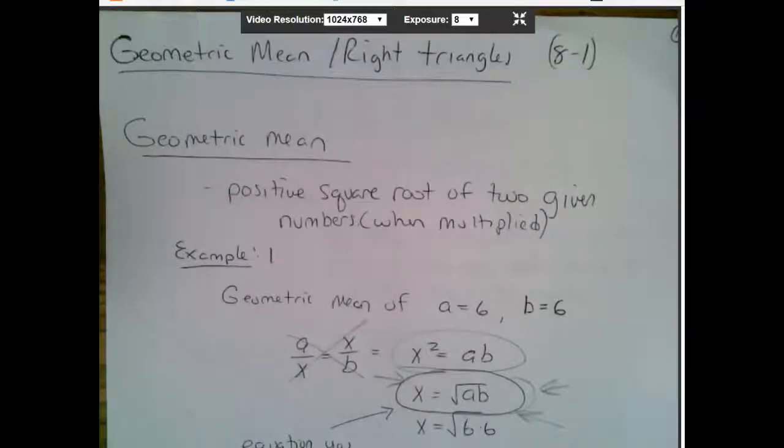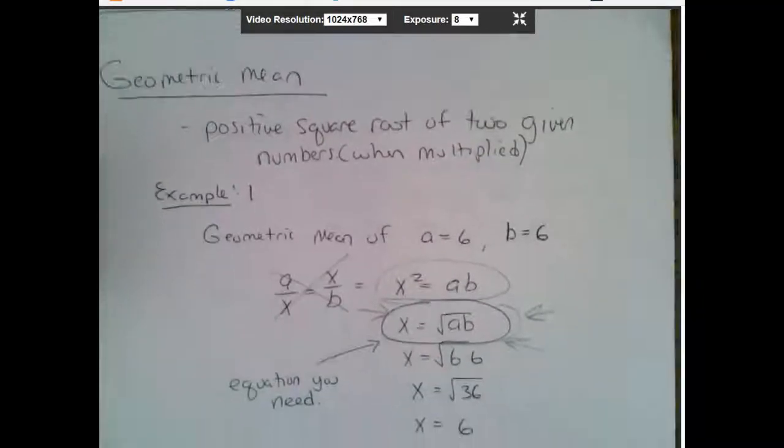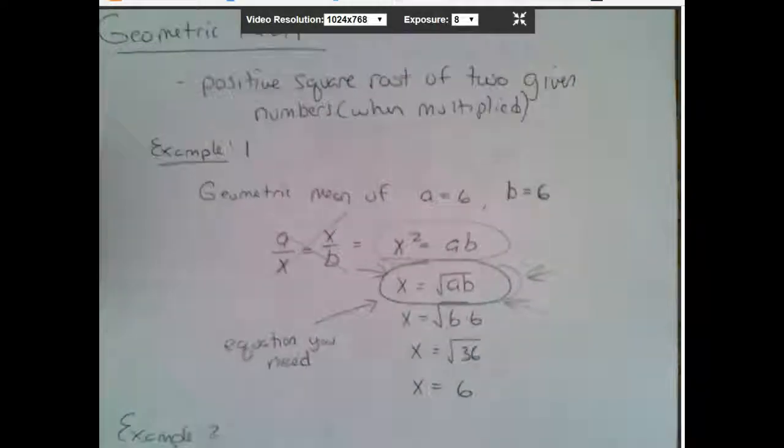Alright, so this is our next notes in geometry, and the next thing we're going to be looking at is right triangles. And the first subject we're going to touch on is geometric mean, or geometric means. A basic definition for this is the positive square root of two given numbers when multiplied. Let me give you a quick example, and then I'll show you two examples, and then we'll show you how it applies to triangles as well.